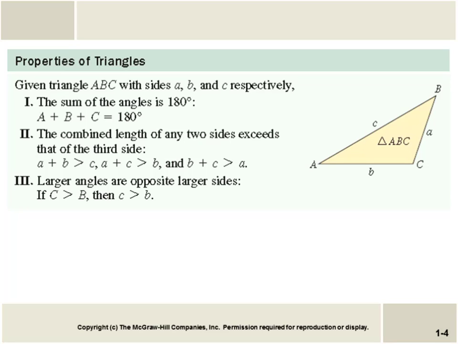I'll just keep going. So we have these properties of triangles, and one of the most important is, of course, that if you add up all the angles of a triangle, it's 180. Most of you already know this, but I just want to remind you. This says that the combined length of any two sides exceeds that of the third side. So if you add any two sides, it's bigger than a third side.